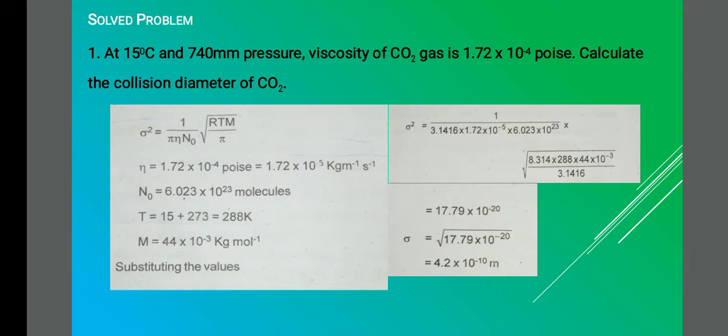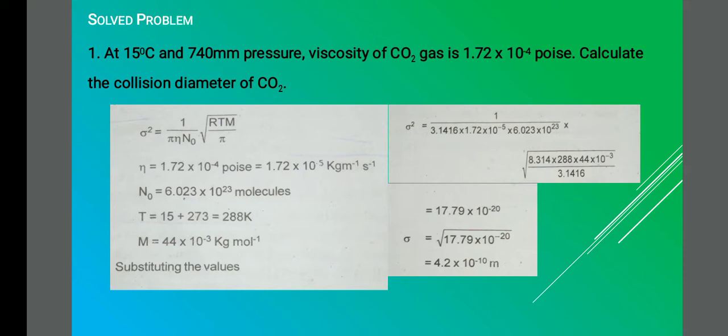And Avogadro's number n0 is 6.023 into 10 to the power of 23. And temperature is 15 degrees centigrade; if we convert it to Kelvin, it is 288 Kelvin. And the molecular weight of carbon dioxide is 44 into 10 to the power of minus 3 kilogram per mole. If you substitute all these values, sigma square will be equal to 17.79 into 10 to the power of minus 20. And if you take the square root, sigma will be equal to 4.2 into 10 to the power of minus 10 meter.